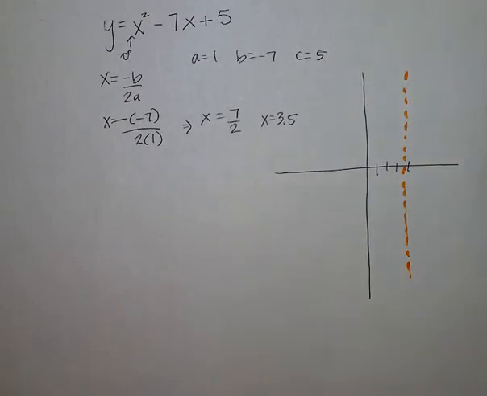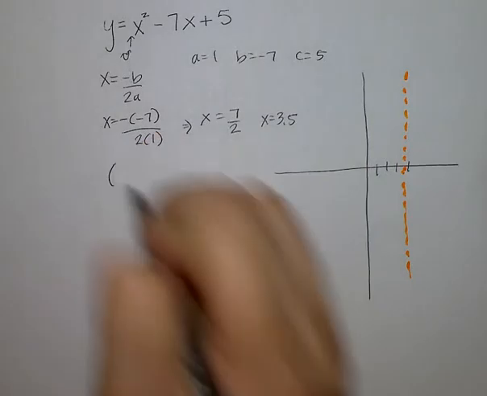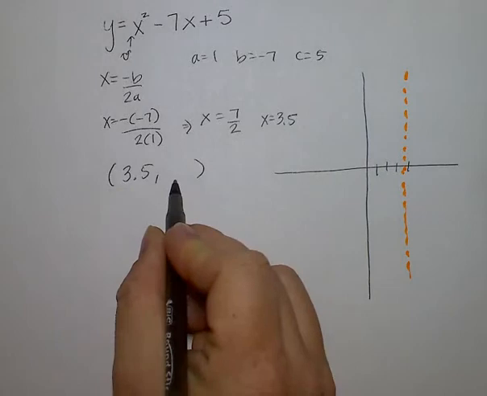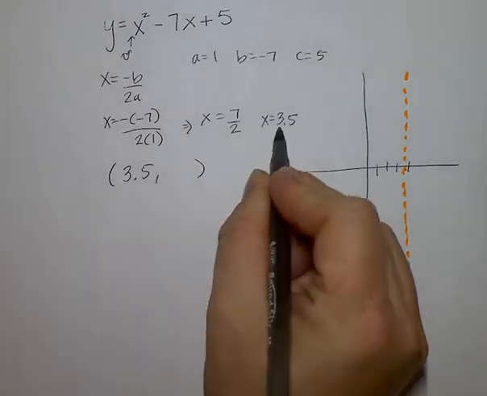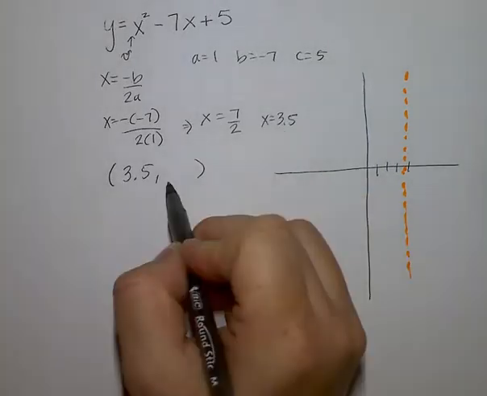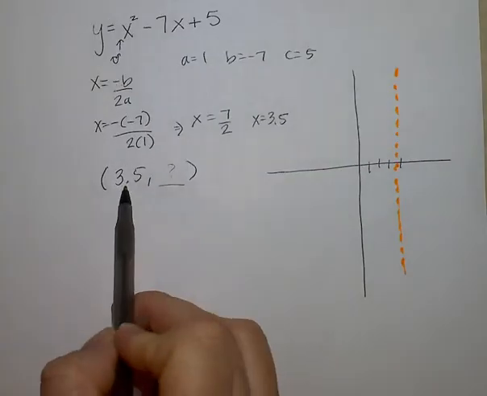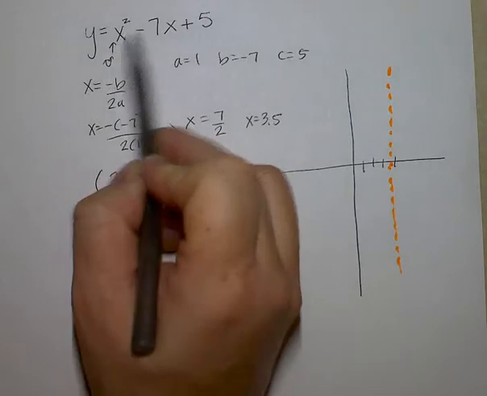Step 3 says, let's identify the vertex. So the vertex is an ordered pair. It's your minimum or your maximum. You already know what the x is. The x value comes from your axis of symmetry. So let's figure out what is this y value. To do that, you're going to take this value of 3.5 and plug it in wherever I see an x up above.